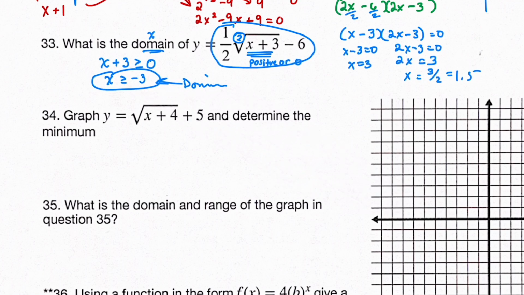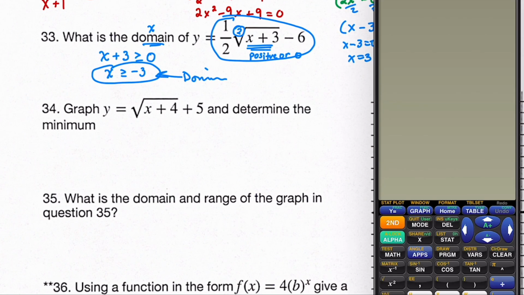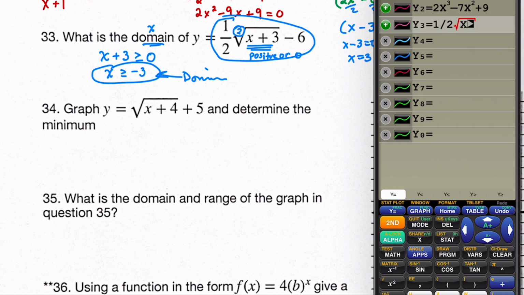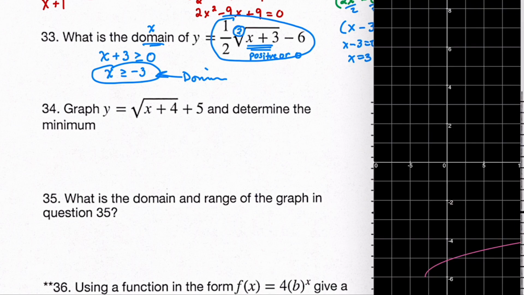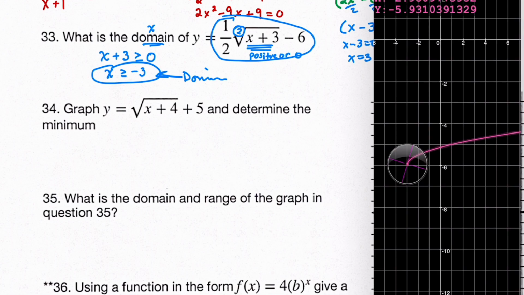Now, if we forget that math or we have a different type of problem, what you can do is just graph this thing. Y equals, and we type in a half, square root of x plus 3. I'm going to turn off that other graph, and I'll hit zoom 6. There it is. Now the key point I want to find is right there.